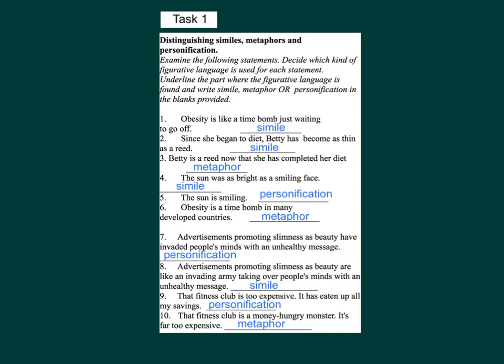Question 4. The sun was as bright as a smiling face. Simile. Question 5. The sun is smiling. Personification. Question 6. Obesity is the time bomb in many developed countries. Metaphor. Question 7. Advertisements promoting slimness as beauty have invaded people's minds with an unhealthy message. Personification. Question 8. Advertisements promoting slimness as beauty are like an invading army taking over people's minds with an unhealthy message.